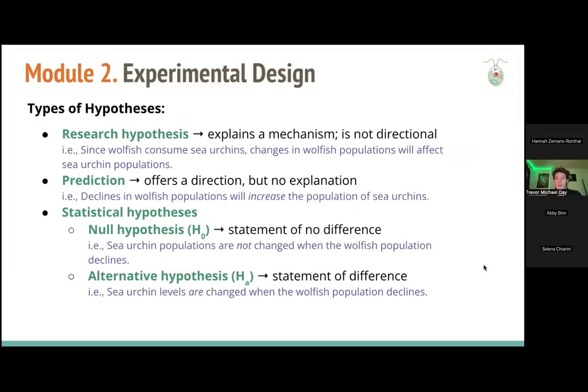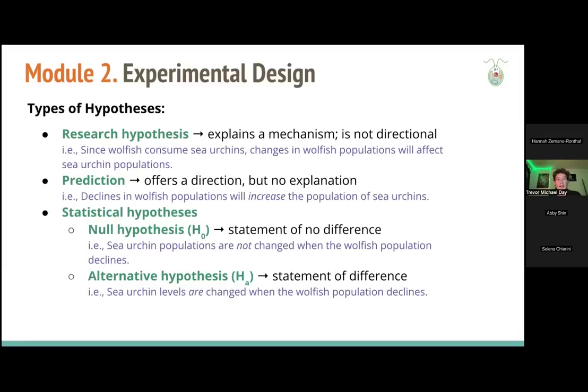Let's go through some terminology, because there are a lot of different types of hypotheses talked about in this course, starting with a research hypothesis. This simply explains a mechanism and it is not directional. There's an example relating to wolffish written on the slide, but this is different than a prediction, which offers a direction but no biological explanation as to why this might occur. So definitely important to note the differences between those two.